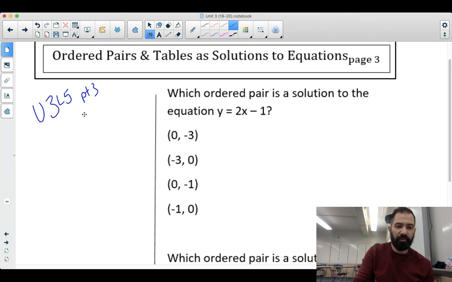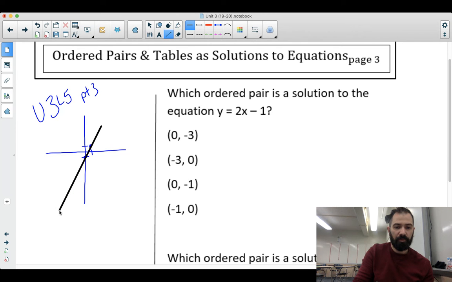What you want to know is, if I were to graph the line y equals 2x minus 1, it goes to the point (0, -1), and it goes up 2 over 1. So your line should look something like this. Let me just make a line really quick. Okay, it should look something like that if you were to graph it. And we want to know which one of these points would be on this line.